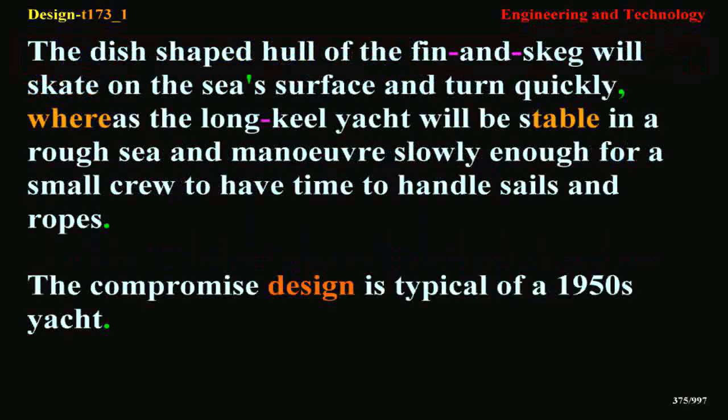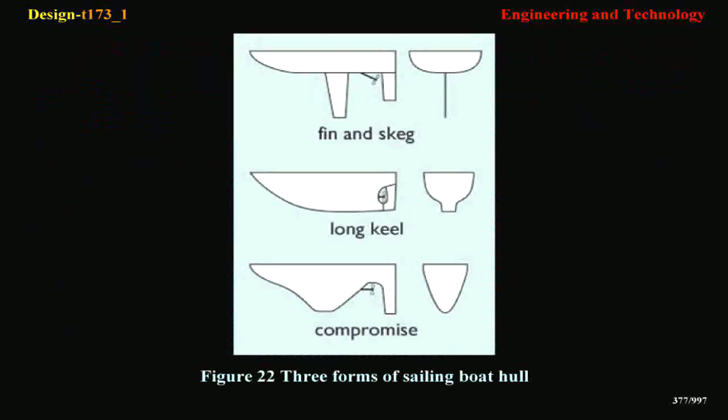The dish-shaped hull of the fin and skeg will skate on the sea surface and turn quickly, whereas the long-keel yacht will be stable in a rough sea and maneuver slowly enough for a small crew to have time to handle sails and ropes. The compromise design is typical of a 1950s yacht. It has better turning performance than the long-keel design and more stability than the fin and skeg design. Figure 22. Three forms of sailing boat hull.